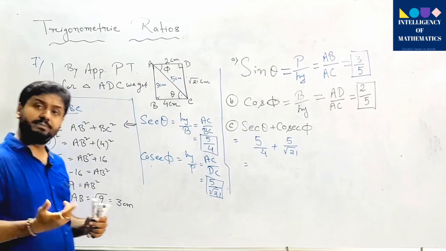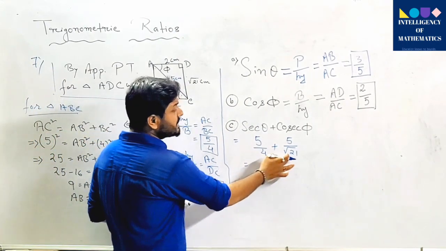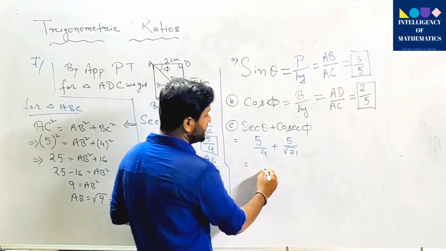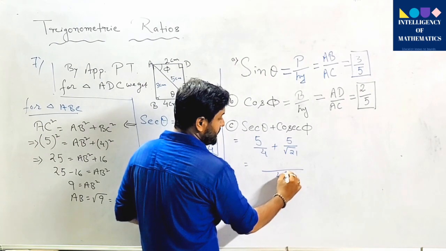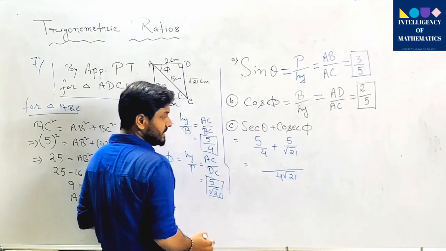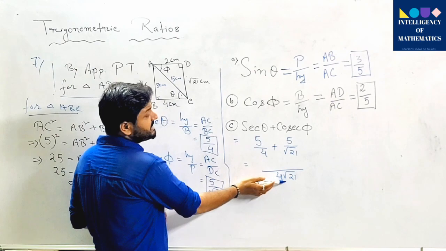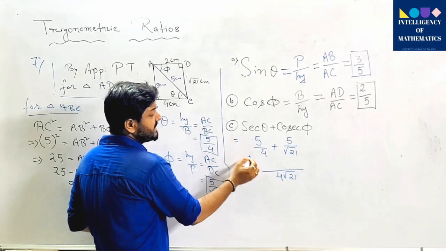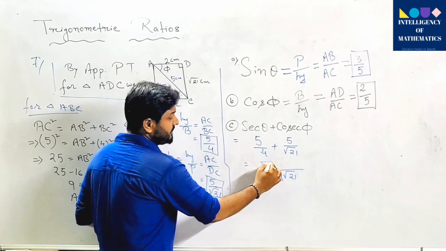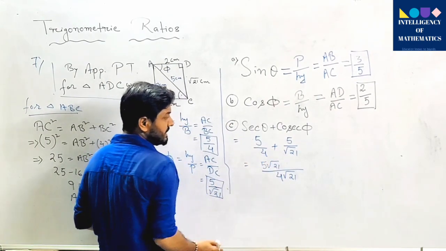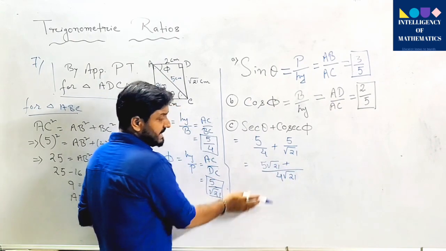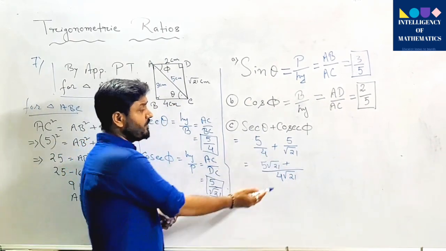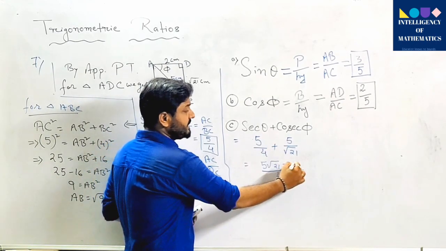Next step, we have to do the LCM. These are two different numbers which do not have any common factor. So the LCM will be 4 root over 21. The LCM has to be divided by this denominator, so 4 will be cancelled. The remaining term has to be multiplied with this, and we'll get 5 root over 21. In the same way, this LCM has to be divided by this root over 21, so 4 will be there. 4 into 5 will be 20.